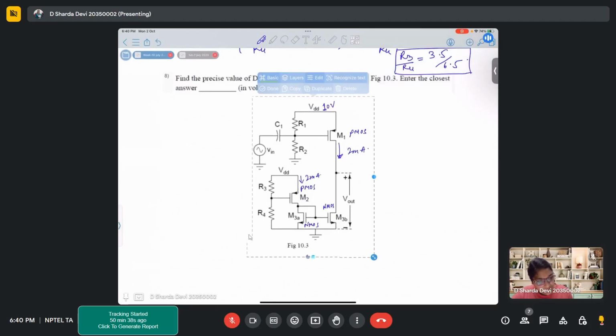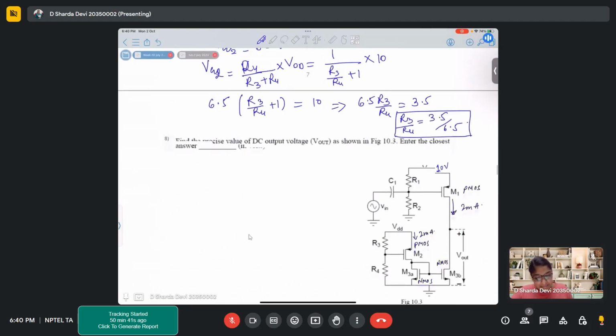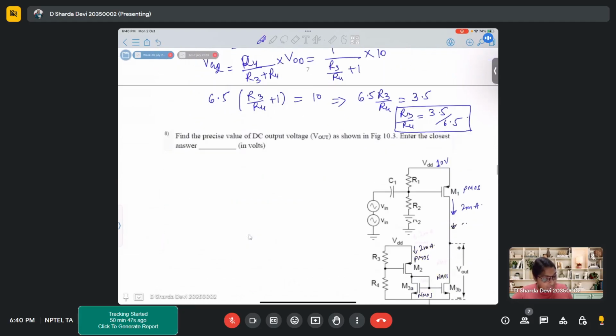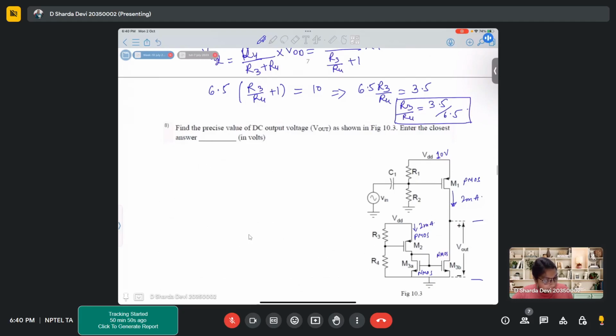In this problem, again for the same circuit, we have to find the value of DC output voltage, Vout, as shown in this figure. So this Vout is something that we need to find out. We said that both the PMOSs are matched, both the NMOSs are matched, same current is flowing through them, they have the same gate voltages. So your VDS will also be the same. So these two VDS will be same. VDS 3A is equal to VDS 3B.